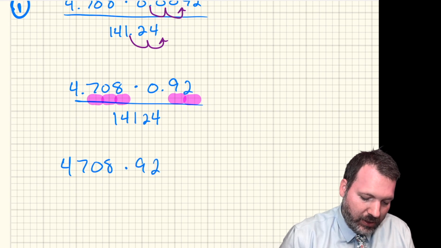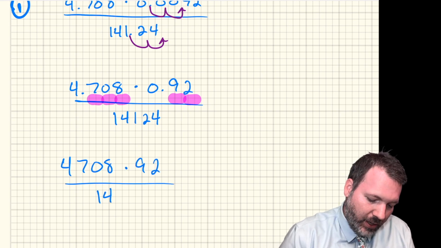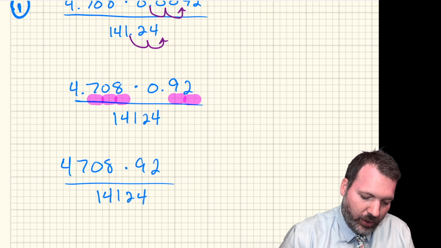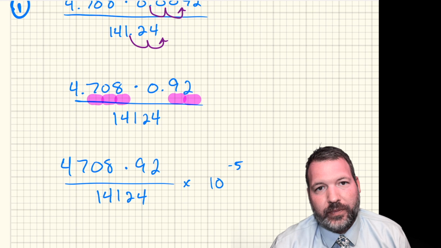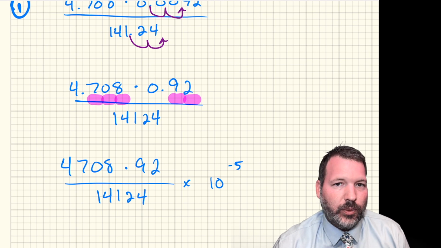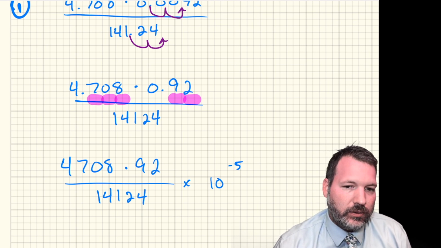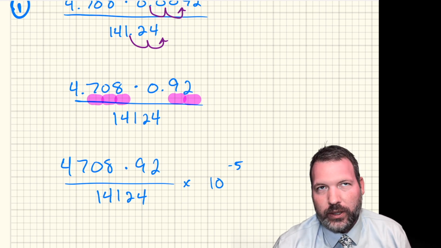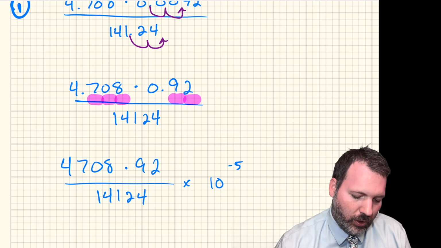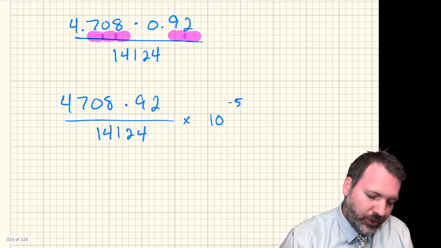4,708 times 92, all divided by 14,124 times 10 to the -5th. And so clearly this is going to be a very small number because, well, it just is. It's going to be somewhere around 1/10,000th, I think, is what this is going to work out to. But there are a few more things we can do.